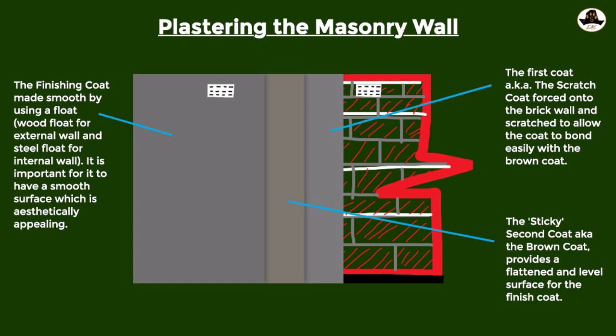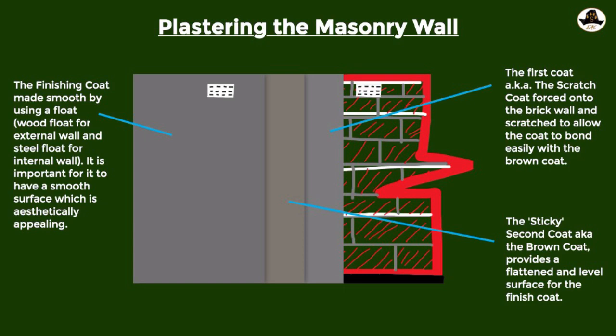So the brown coat is a sticky second coat. It's made sticky by water. Water reacts with the components of the plaster and sort of becomes sticky when water is increased, when it bonds with the components of the plaster. And that's what we call the brown coat, and it provides a flattened and leveled surface for the finishing coat. Actually, you have to make sure that it's flat. It doesn't level itself, but you have to ensure that the surface is leveled, and it's also sticky for the other coat to also come and bond well with it.